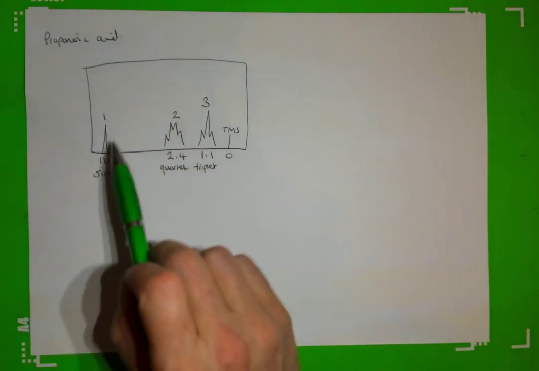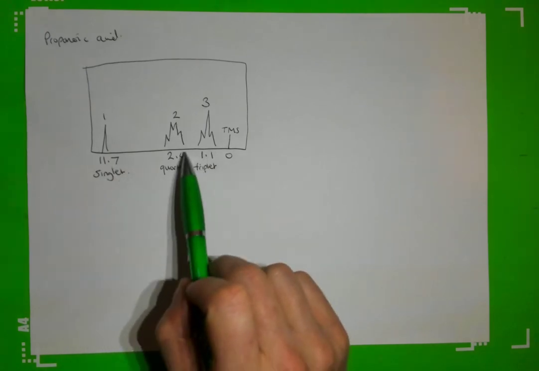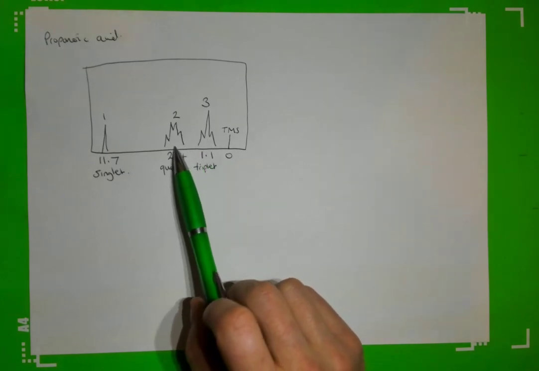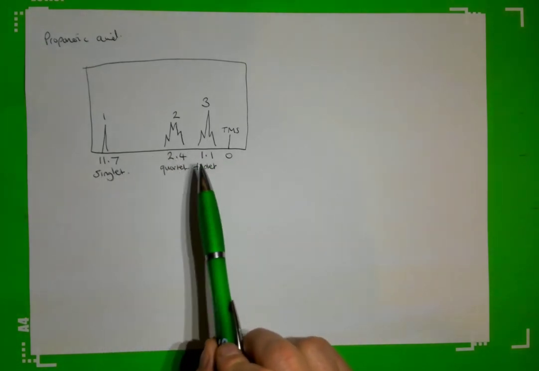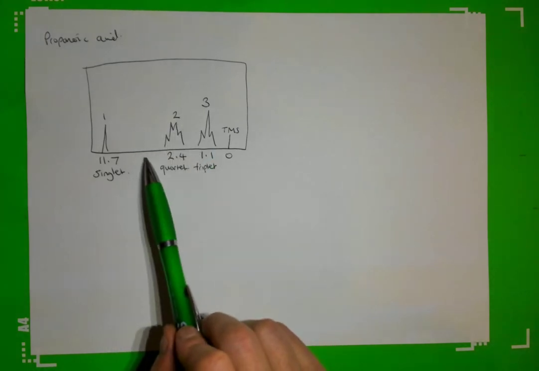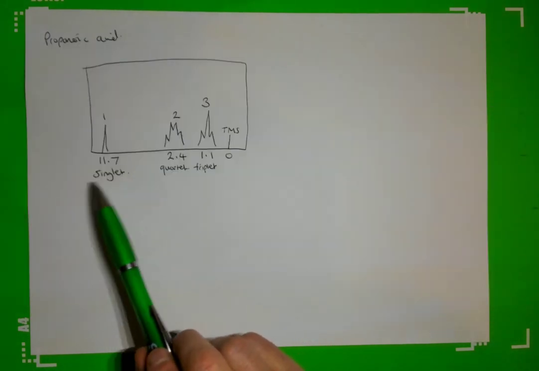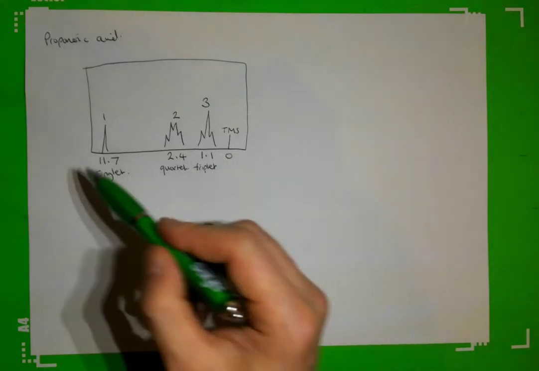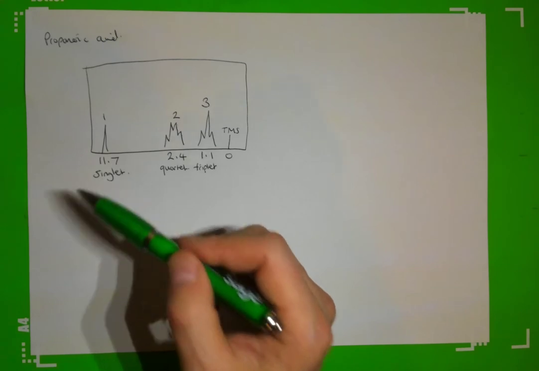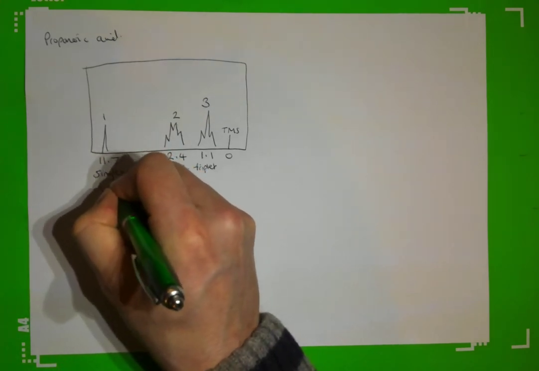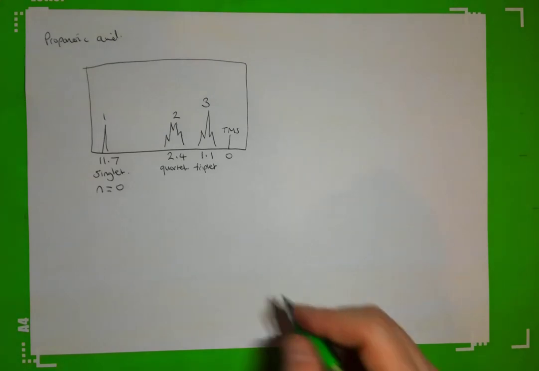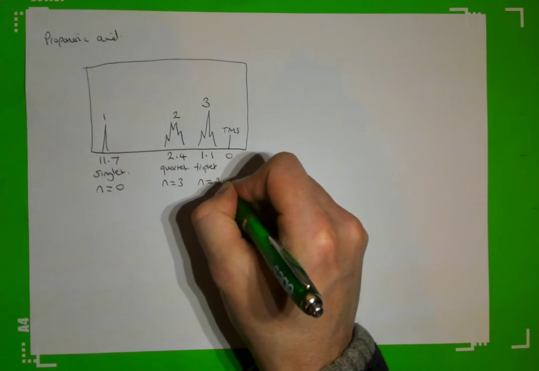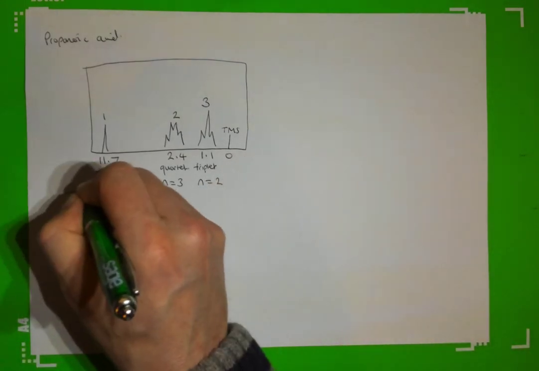Now, when you're analysing these, it's useful to write this information below it. So if you get a picture of this in the exam, you might not actually get the word singlet, quartet, triplet, etc. written below that. Okay, so I'm going to use the n+1 rule here and apply that to this. So if it's a singlet, then n is equal to 0. Quartet, n is equal to 3. A triplet, n is equal to 2. Remember, n is the adjacent hydrogens.